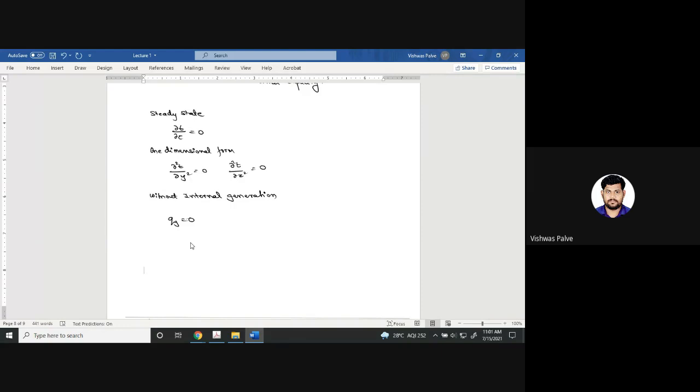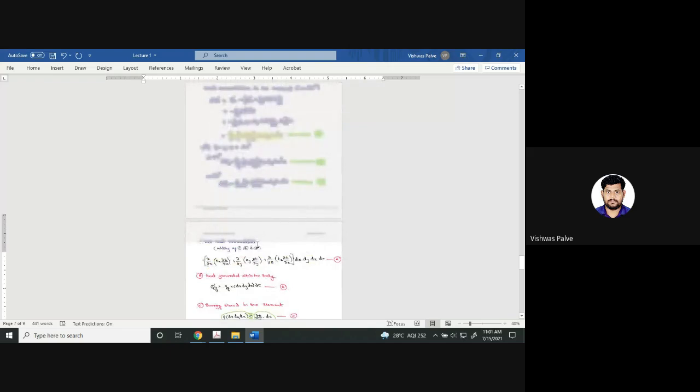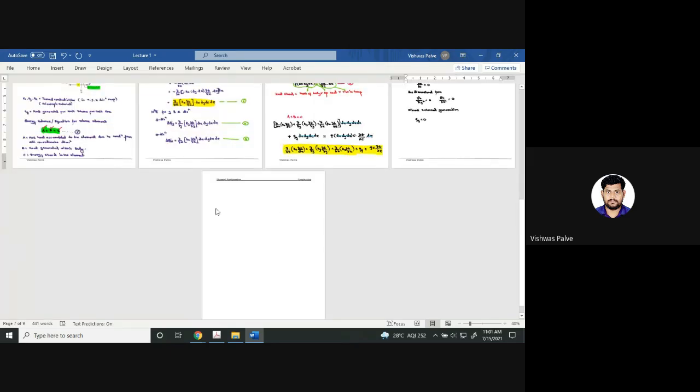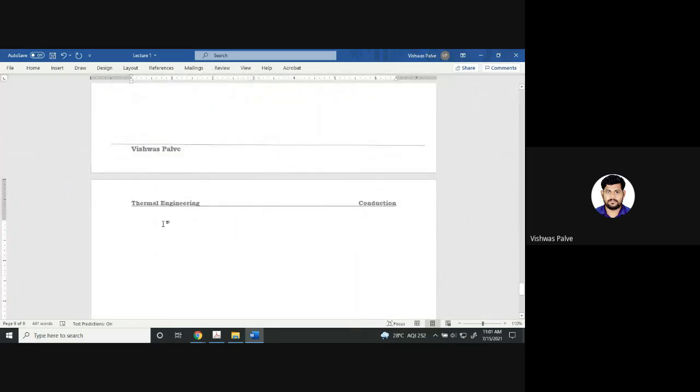After deriving this expression, now we can write down the general equation of heat conduction in cylindrical coordinate as well as for spherical coordinate. There is no derivation for cylindrical as well as spherical coordinate. The derivation is there only for the rectangular coordinate, or we can say Cartesian coordinate. So we'll just write down the expression. We'll see the expression for cylindrical and spherical coordinate.